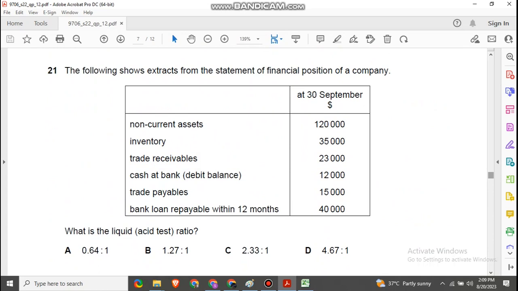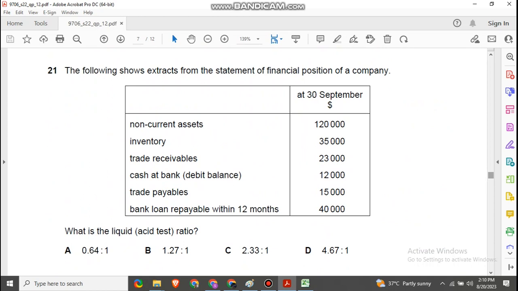This question 21 says the following shows an extract from the statement of financial position of a company: non-current asset, inventory, trade receivable, cash at bank, debit balance, trade receivables, and bank loan repayable within 12 months. So the question is, what is the liquid or acid test ratio? The formula for the acid test ratio is very simple, which is current assets minus inventory divided by current liabilities.